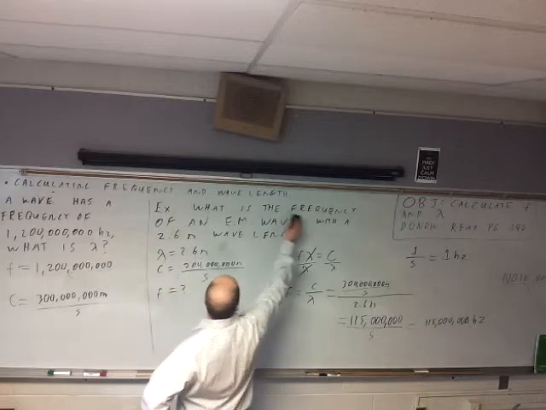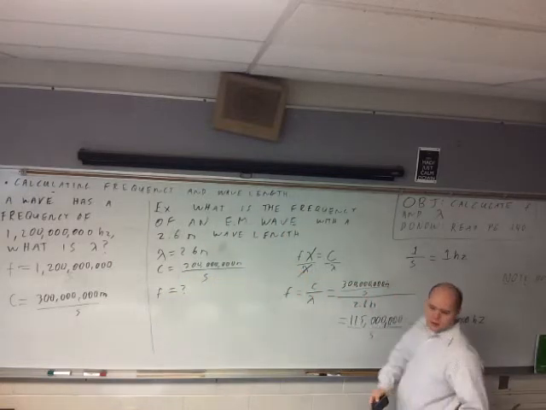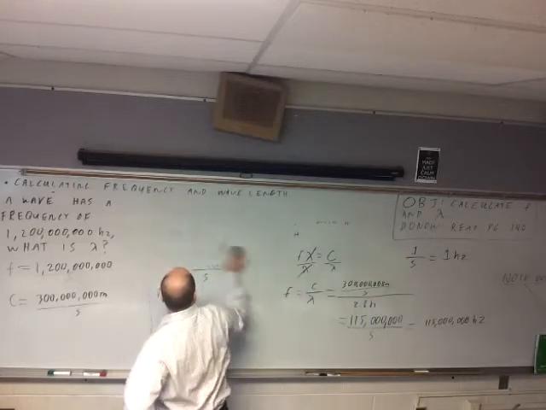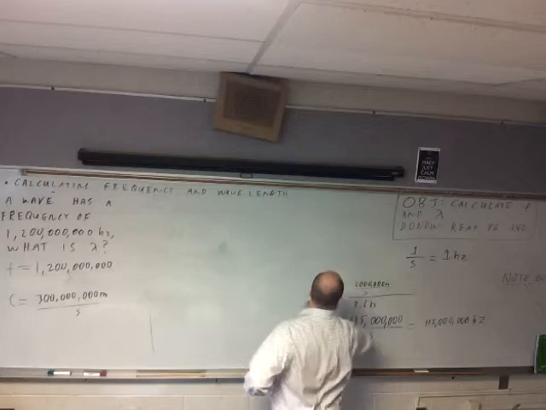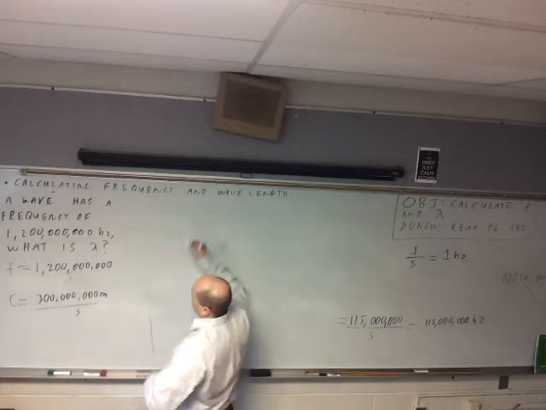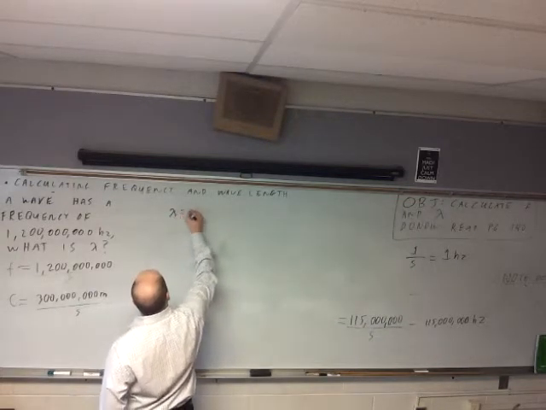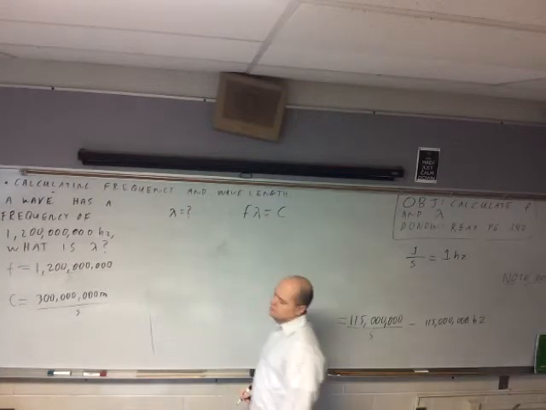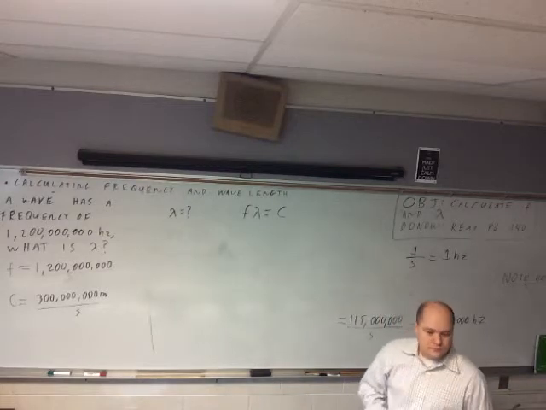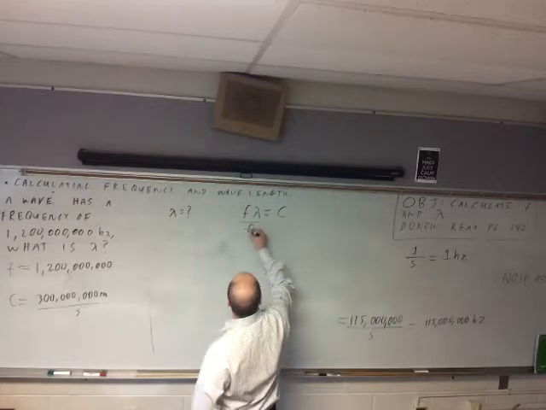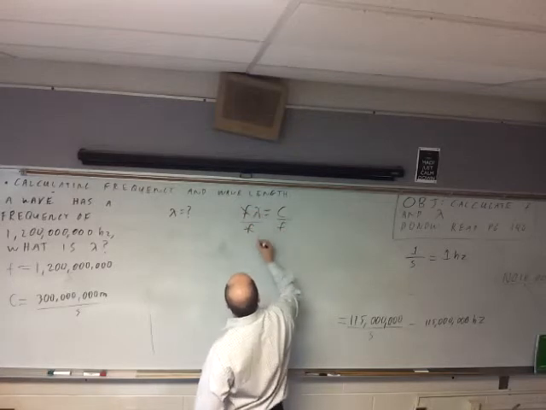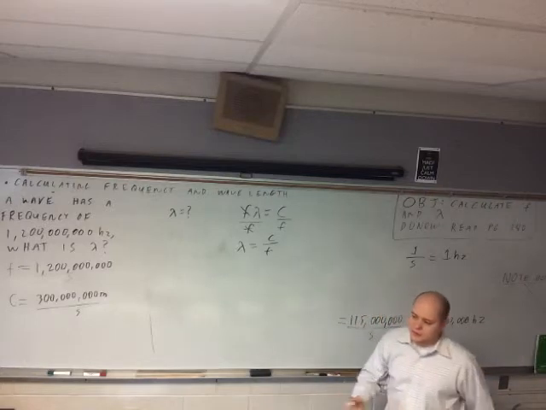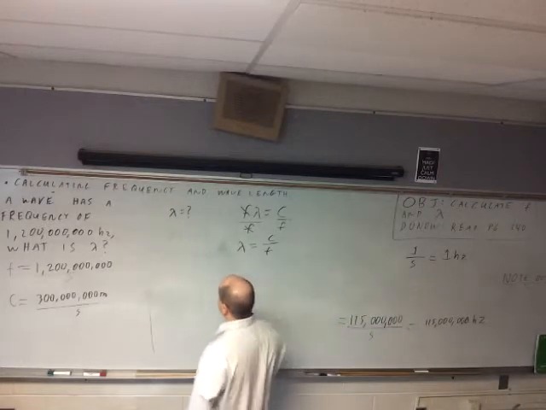Does everybody have this one down? Can I erase this? All right. Okay, so now we've got to calculate lambda, right? How do we solve for lambda? Yeah, divide both sides by f. f cancels, we get lambda equals c over f. So really, whichever one we're looking for, we're doing c divided by the other one.